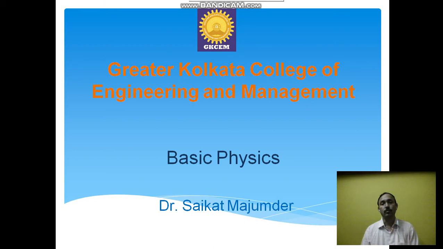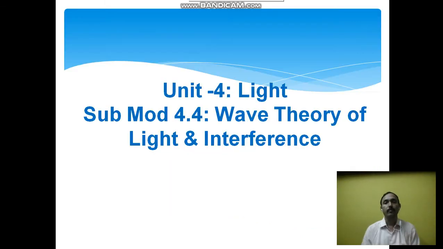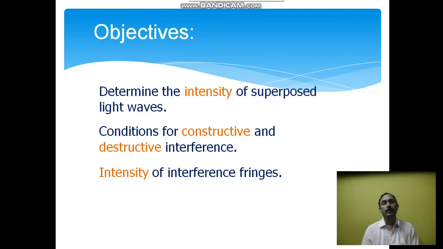Under the Basic Physics course of Diploma Engineering, we will discuss wave theory and interference of light. It is in submodule 4.4 of Unit 4 of light. The basic objective is to determine the intensity of superposed light waves, conditions for constructive and destructive interference, and intensity of interference fringes.